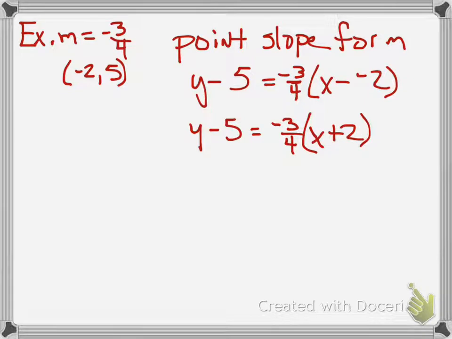Now, I'm not going to work this out into slope-intercept form just because of time, and also because I'm not feeling like dealing with the fractions. We'll get to those in a minute anyway. But you see the idea. In theory, if I wanted to go to slope-intercept form, all I got to do is multiply, and then I can add the 5 to the other side.